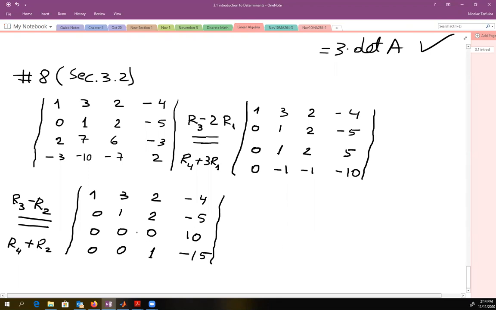Okay. We have zeros here. I want the echelon form. We just interchange the last 2 rows. Of course, when you interchange, we change the sign. So this is minus.